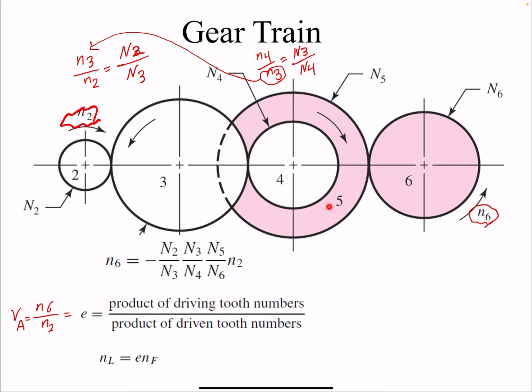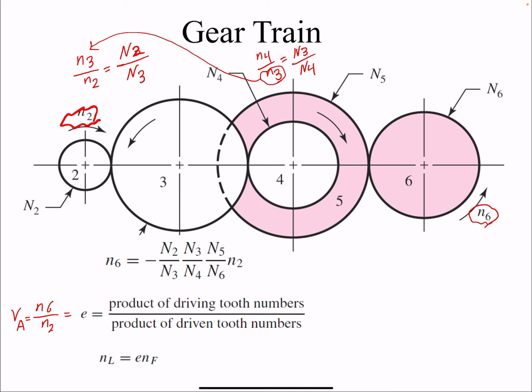Gear 4 and gear 5 are on the same shaft. So this is a view from the side. They look like they're on top of each other, but they're on the same shaft. So gear 5 is not driven by any gear, but is driving gear 6. So if I want to put it in this equation, gear 2 is a driver, gear 3 is a driver, and gear 5 is a driver.